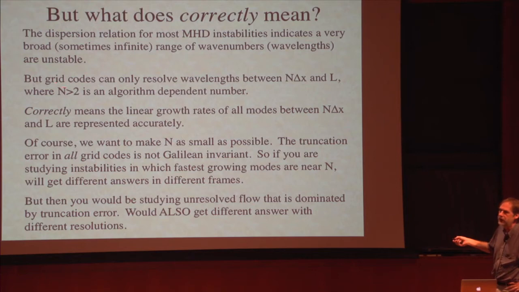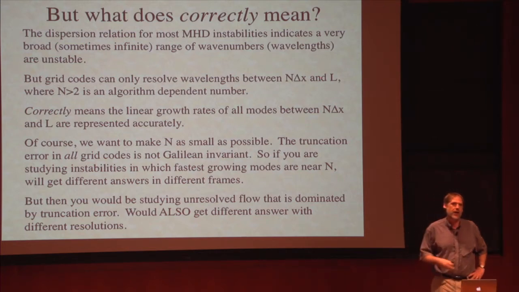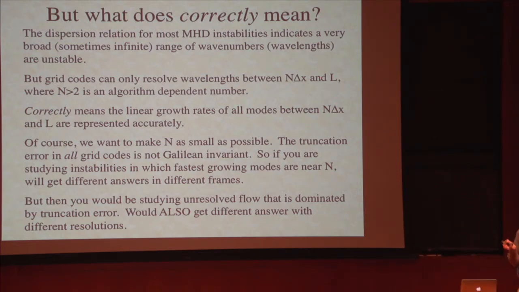But if you're using a grid code and you're differencing the equations on a finite mesh, you can only resolve wavelengths between some number n times delta x, where n is an algorithm-dependent thing, and the total size of the computational domain you're using, L. And n has to be at least larger than 2. You can't represent, for example, a sine wave on anything less than 2. In fact, 2 is pushing it. 4 is probably what we really should be discussing here.